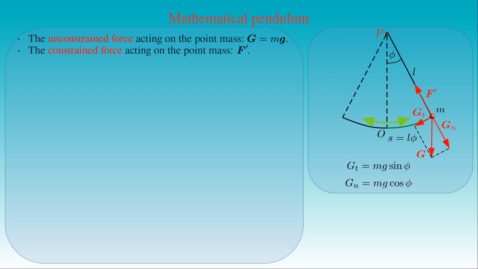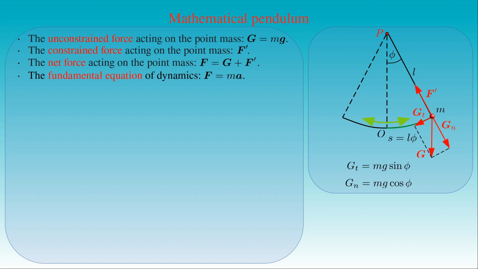As already mentioned, we neglect the frictional force acting on the moving mass point. Then the net force F acting on the point mass is the vector sum of the weight and the force F'. Now we can apply the fundamental equation of dynamics stating that the net force F acting on the point mass m is equal to the mass m times the acceleration a of the point mass. The equations of motion of the bob traveling along the arc are the components of the fundamental equation of dynamics.